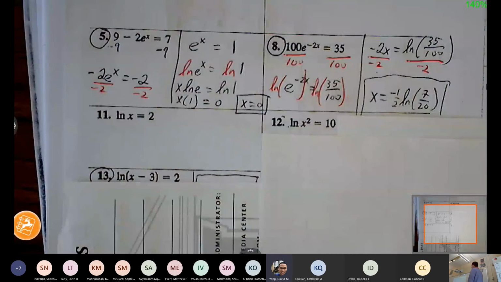So what if we involve e, right? What if we raise both sides base e, then we can get that natural log and e to go away, and then we can get to solving for x.